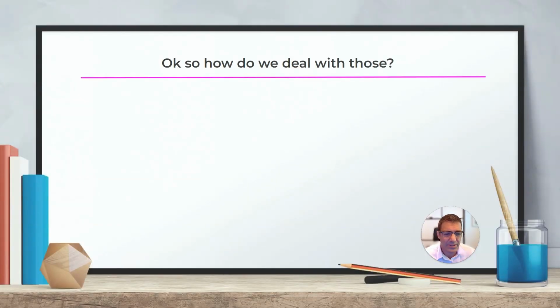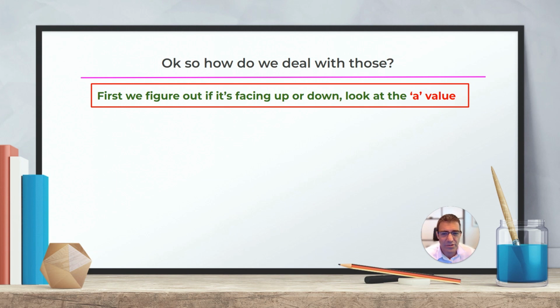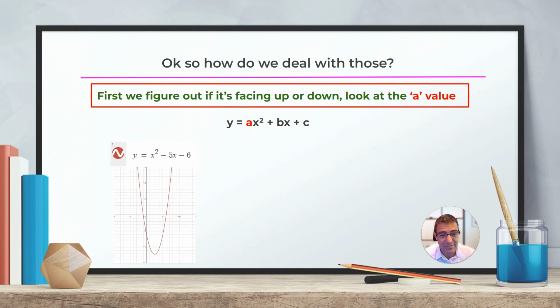So how do we deal with those? Okay, so first of all, we have to figure out if it's facing up or facing down. Is it a happy face parabola or is it a sad face parabola? Is it an umbrella that you're holding up or an umbrella that's upside down? So the value that's going to be important here is the a value, and the a value is found in front of x squared. So remember, your quadratic is y equals ax squared, so something in front of x squared, plus bx, something in front of x, plus a c value.